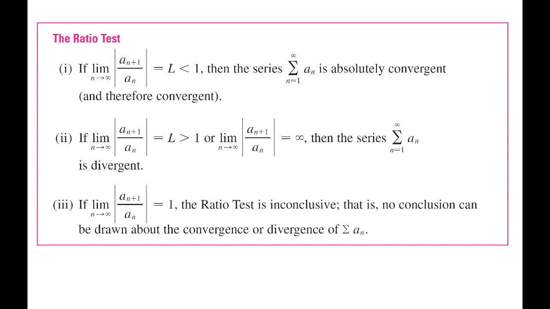So if the limit in the long run is less than 1, then we know the series converges. Now, this is interesting. There's this term, absolutely convergent. Part of the lesson in the book talks about the difference between absolute and conditional convergence. We're not talking about absolute and conditional convergence, okay?